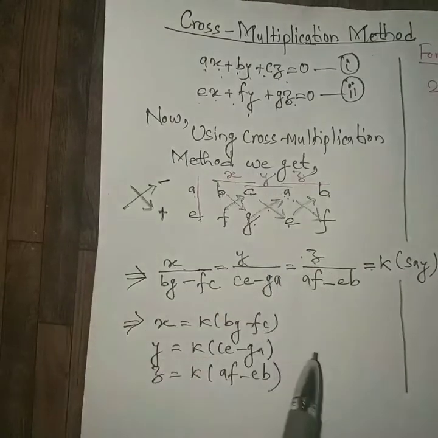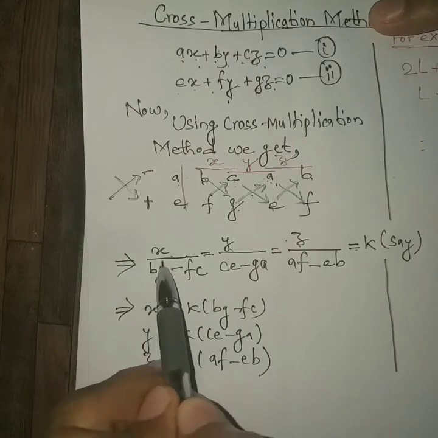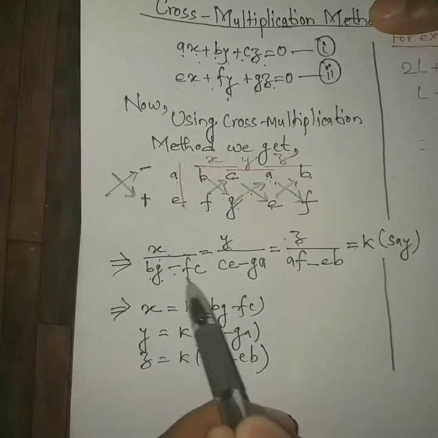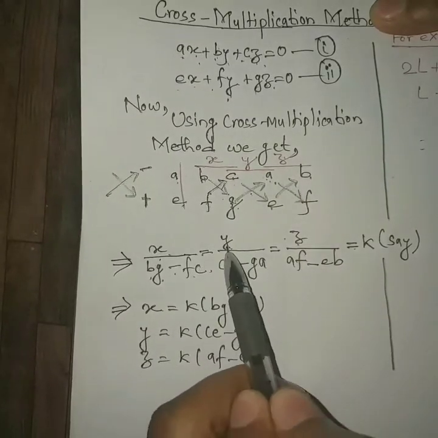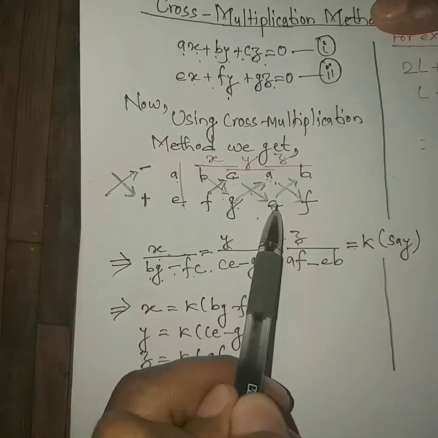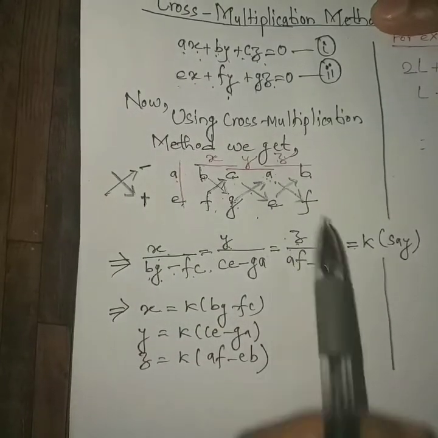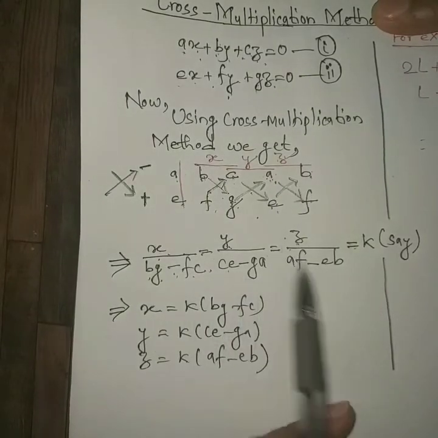So by the cross multiplication method, if we solve these two equations, then we get x over, see the arrow here, bg minus fc. Why minus? Because the arrow is going up. Similarly, y over, now you can easily say, ce minus ga, and z over af minus eb. So in this way, we can calculate the values of x, y, and z.